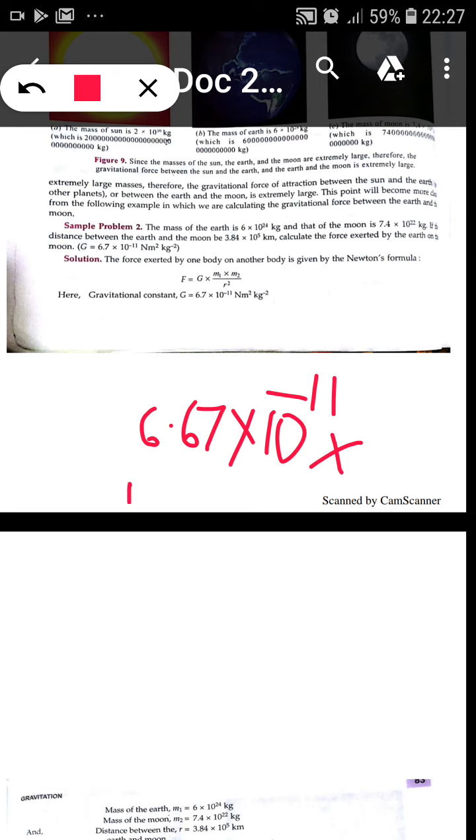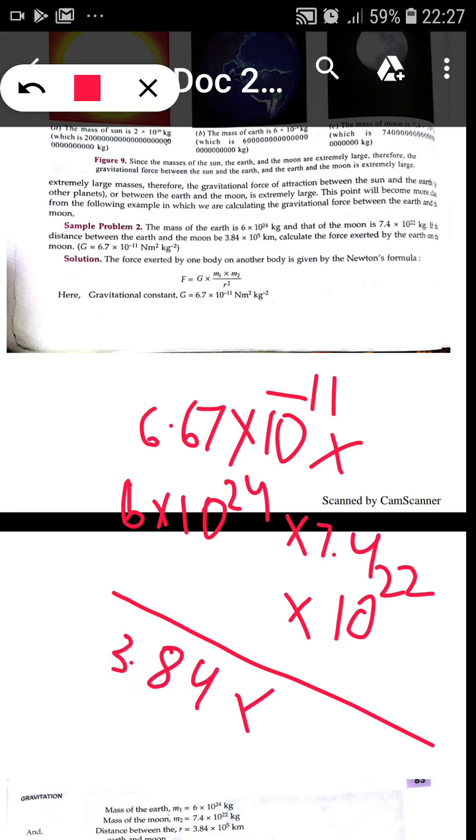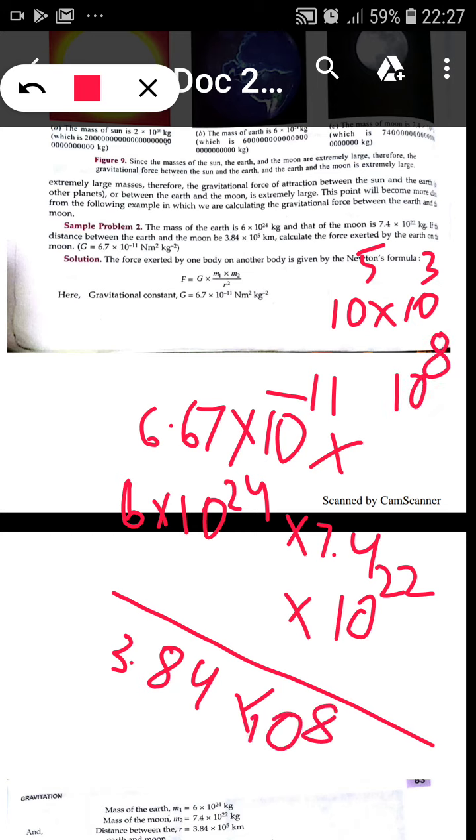So mass 1, that is the mass of the earth, is 6 into 10 to the power 24 kg. And the mass of the moon is given by 7.4 into 10 to the power 22 kg, and it is divided by the square of the distance between them. The distance is 3.84 into 10 to the power 5 kilometers. If we change into meters, then we have to multiply it with 1000, that is 10 to the power 3. So together it will be 10 to the power 8, and the whole number squared.